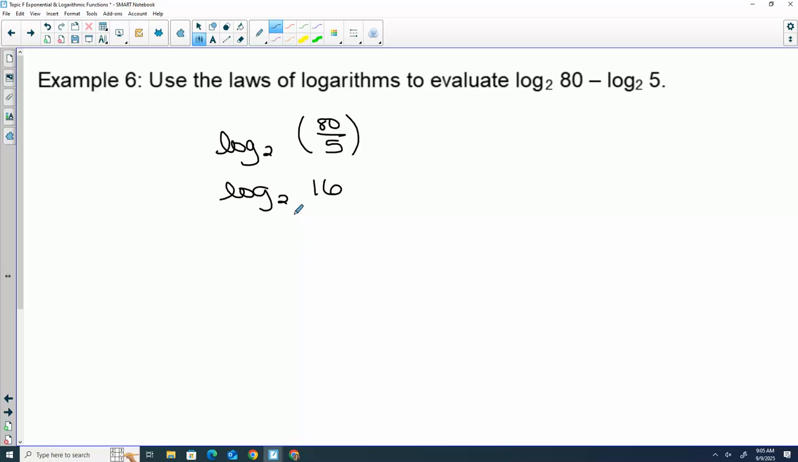So now we can think about the log is asking us for the exponent, so you might just be able to write it down. 2 to what power equals 16? 4. If you struggle with that a little more, you're welcome to set it equal to x. So 2 to the x power equals 16. And look at it that way too.